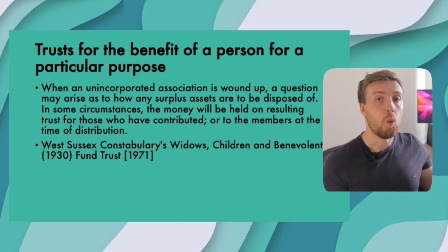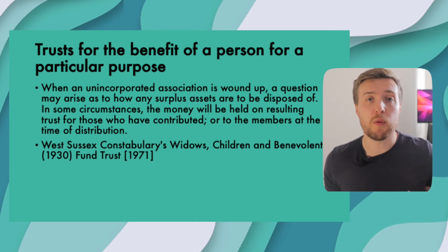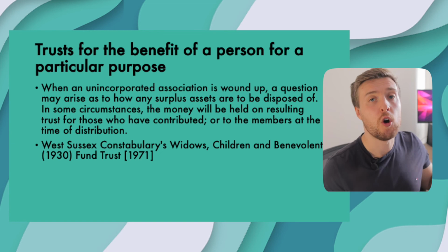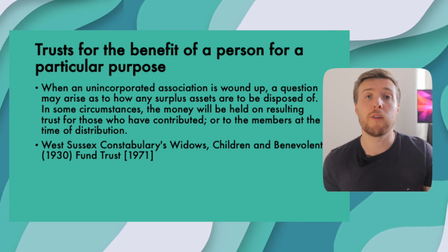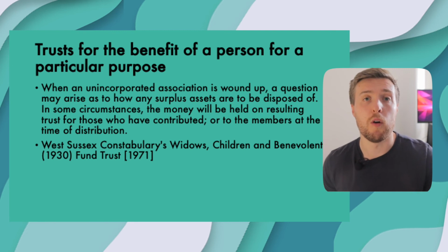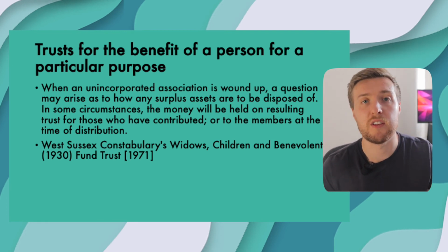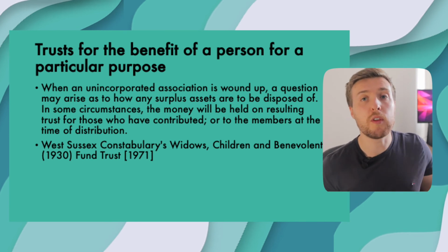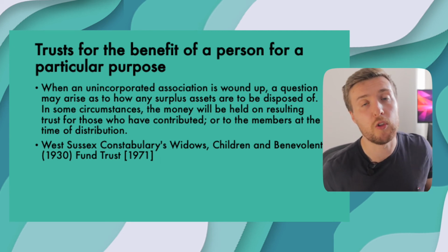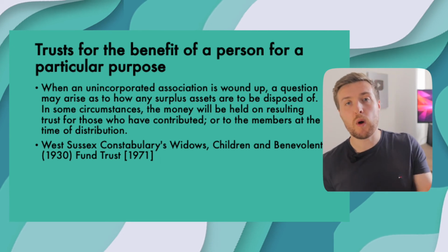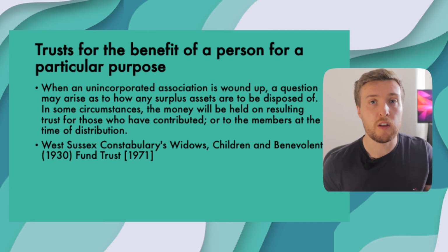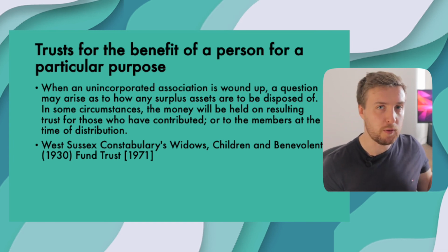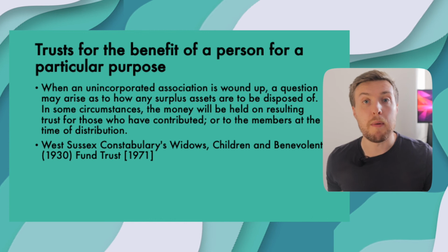Okay. Now, when an unincorporated association is wound up, a question may arise as to how any surplus assets are to be disposed of. In some circumstances, the money will be held on resulting trust for those who have contributed or for the members at the time of the distribution. For example, let's take a look at this case of Re West Sussex Constabulary's Widows from 1930. In this case, the rules of the fund excluded any beneficial interest on the part of the members. So when the West Sussex Constabulary ceased to exist, the fund was automatically dissolved. The former members, realising they had no power to deal with the property for their own benefit, thus convened a meeting to amend the fund's rules.